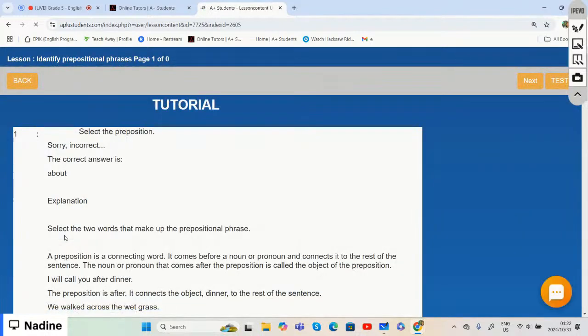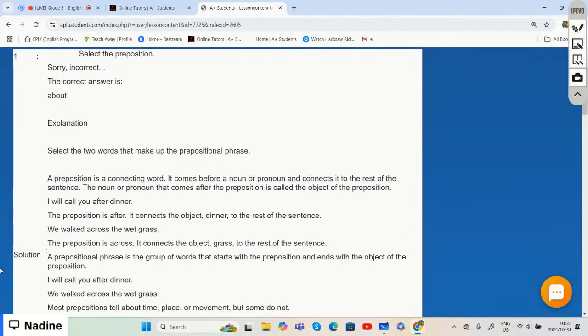So we're now going to identify the preposition and the prepositional phrase. And remember, we said a prepositional phrase starts with the preposition and ends with the object of the preposition.